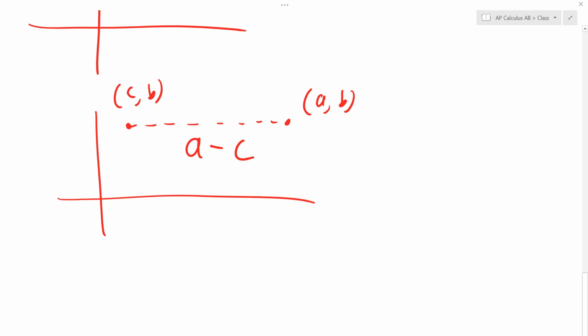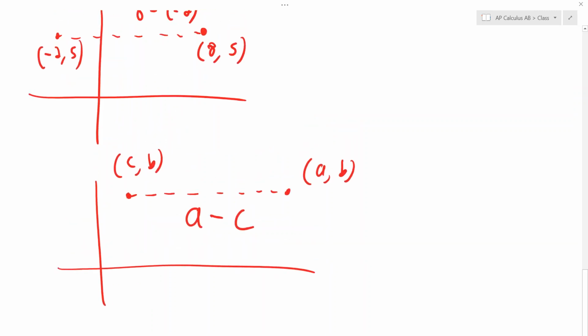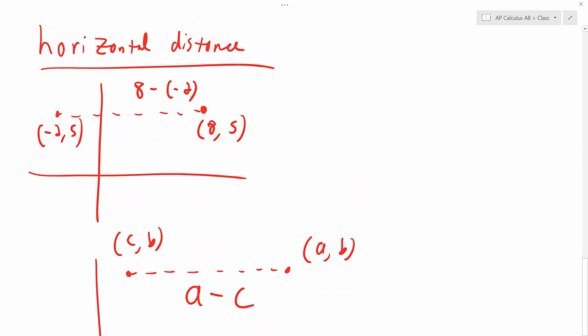So, when you got numbers, it's easy to tell you're going to do right minus left, right? Big minus small, that's distance, always positive. Once you start throwing variables in there, you got to think for a second, but it's always right minus left. So let's write that up here. Horizontal distance is right minus left. But that means we're not subtracting the y values, we are subtracting the x values.